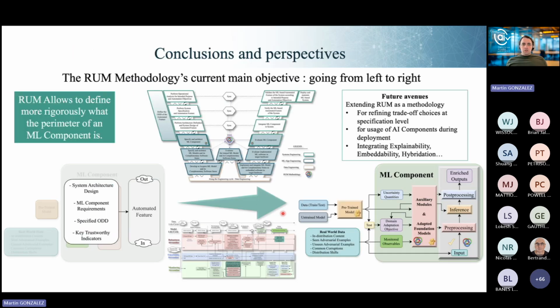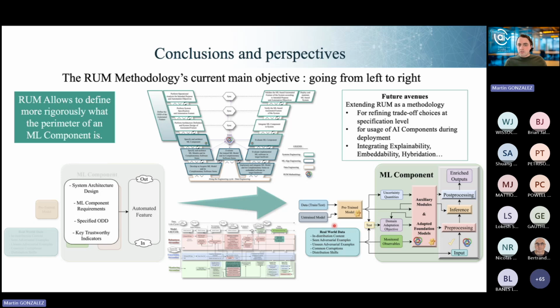So just to give a conclusion for the whole talk, the RUM methodology's current main objective right now is to go essentially from the left in here to the right in here, meaning it allows us to define more rigorously what the perimeter of an AI component is, starting from the fact that we have an automated feature, a system design and architecture, ML component requirements, AI component requirements, a specified ODD, key trustworthy indicators, meaning everything that is done in the first part of the W cycle, and little by little produce an ML component, at least in its current form, that addresses monitoring, uncertainty quantification, and robustness.